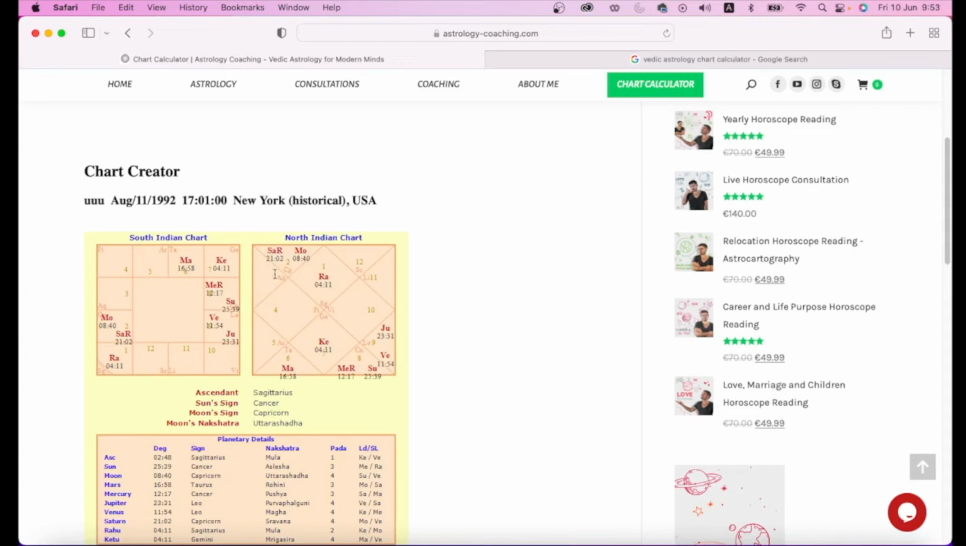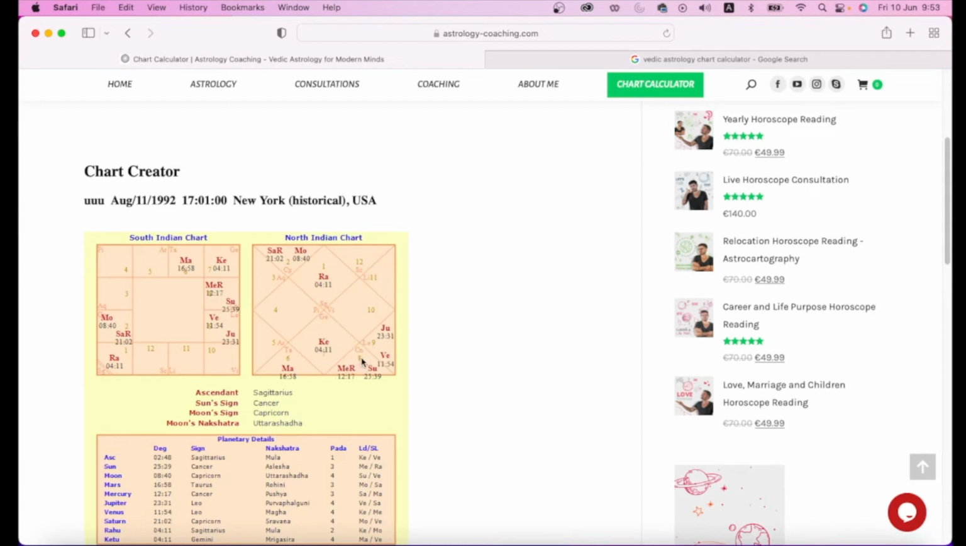The third house is Aquarius. The fourth house is Pisces. You can see PI. The fifth house is empty again, with Aries. The sixth house is with Mars, as you can see, with Taurus. TA is Taurus. The seventh house is with Ketu. Ketu is the south node of the moon in Vedic astrology, and GE means Gemini.